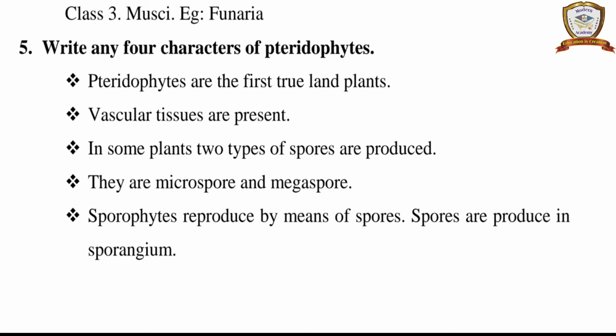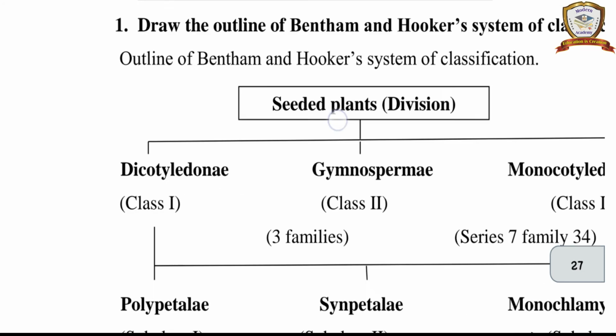Once again, I will read. Pteridophytes are the first true land plants. Vascular tissues are present. In some plants, two types of spores are produced. They are microspore and megaspore. Sporophytes reproduce by means of spores. Spores are produced in sporangium. Okay. So next, third Roman numeral, fifth question.